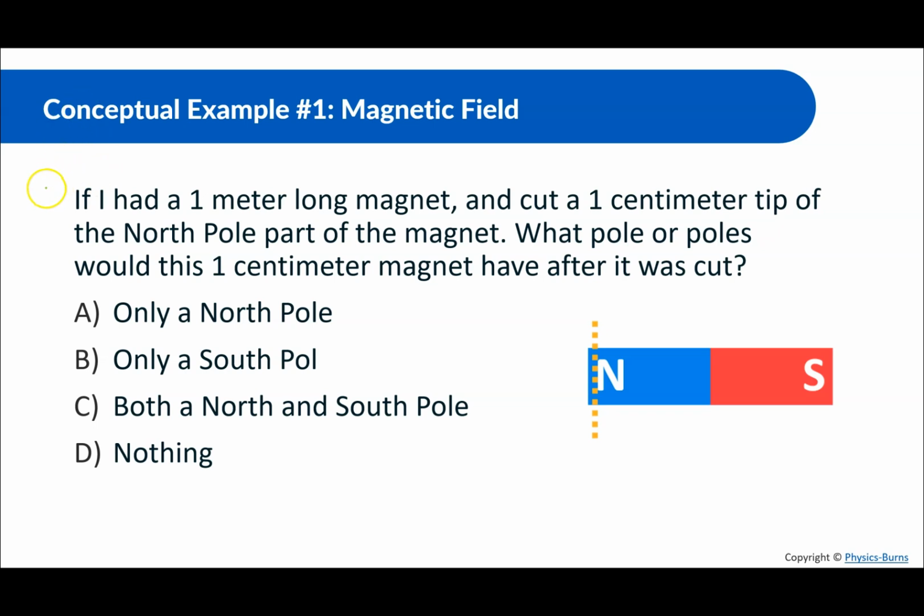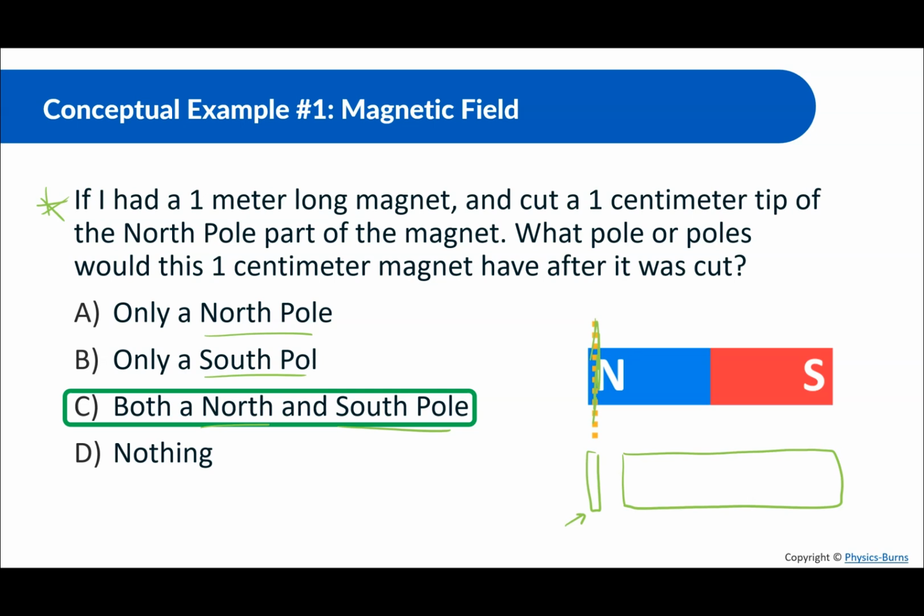Conceptual example number 1. If I had a 1 meter long magnet and cut a 1 centimeter tip off the North Pole part of the magnet, what pole or poles would this 1 centimeter magnet have after it was cut? I cut this 1 centimeter over here, so I have this sliver, and then I have another piece, this long piece over here. What would this sliver have? Would it only be a North Pole, only a South Pole, would it have both a North and a South, or nothing? We should remember that no matter where you cut it, a magnet is always going to have a north and a south pole side.